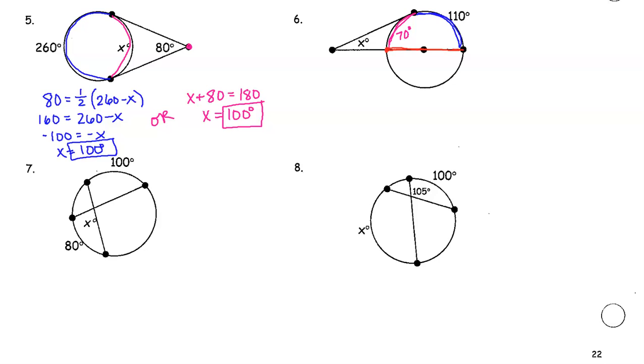So sometimes you'll have to do a little bit of work before you can do your equation. So the angle is equal to 1/2 the difference of the two arcs. So big arc minus the little arc. So we're going to get 1/2 of 40. So that means that that angle must be 20 degrees.